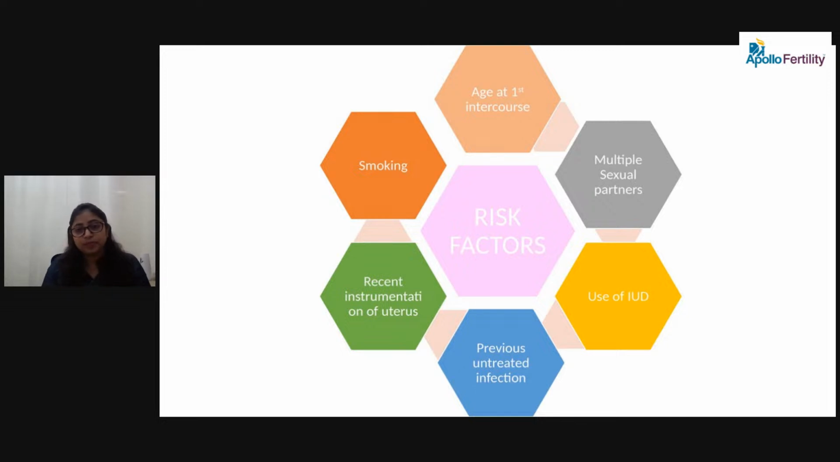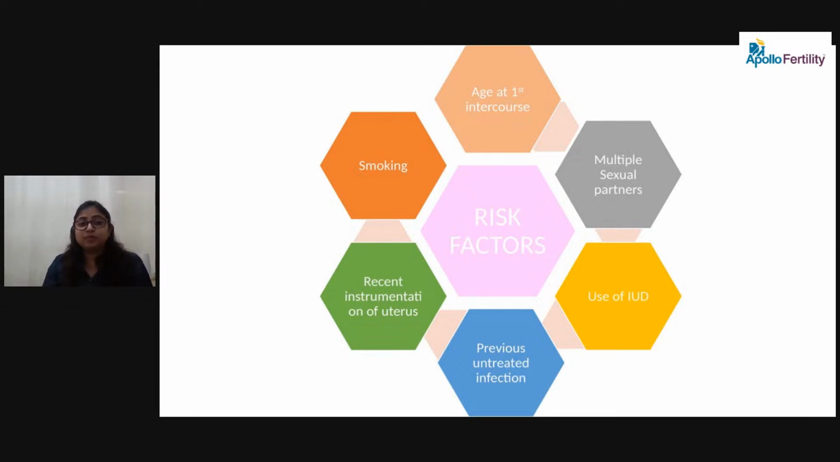problems in the future. Recent instrumentation of the uterus. We doctors use proper aseptic techniques, but sometimes many people go to places where proper aseptic techniques are not used, and there are irregular, illegal abortions. If proper asepsis has not been maintained, that can cause infection.